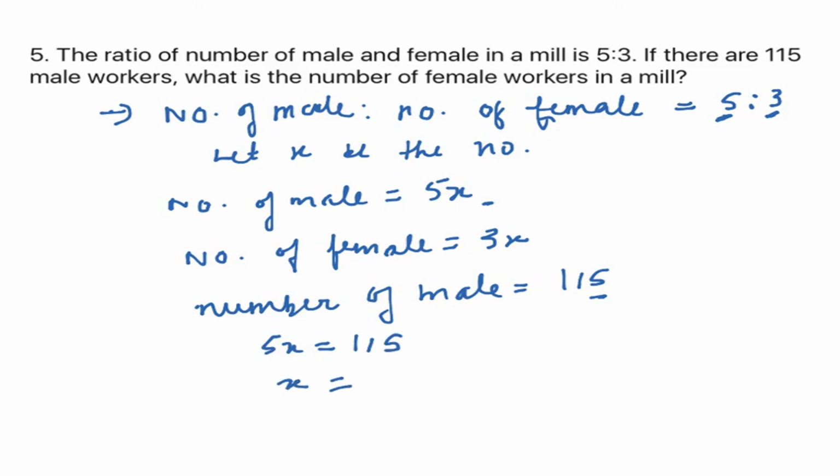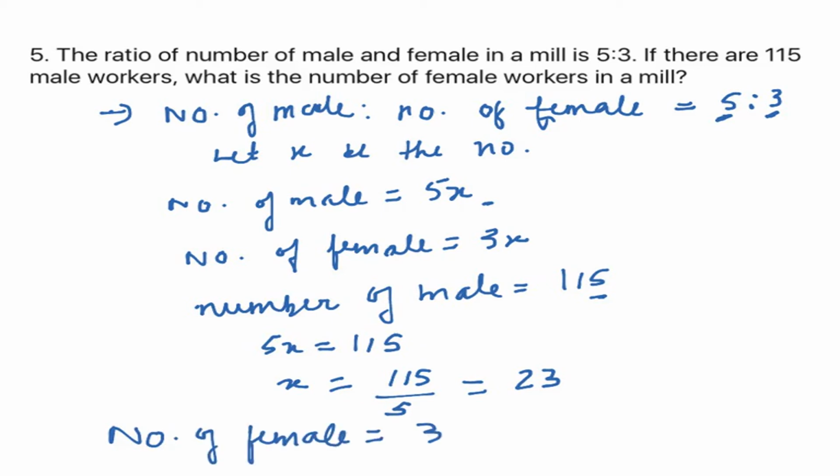We can transpose 5 to the denominator of the right hand side. So 115 divided by 5 will be 23. So from here we get the value of x. Now clearly here the number of female will be how much? 3x. It means 3 times 23, that will be 69. Pretty easy. So this is how we use the given ratio to find the number of male and female.